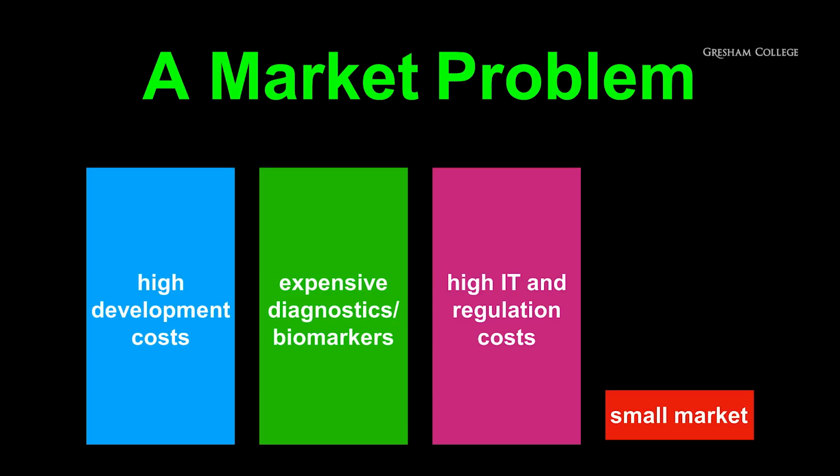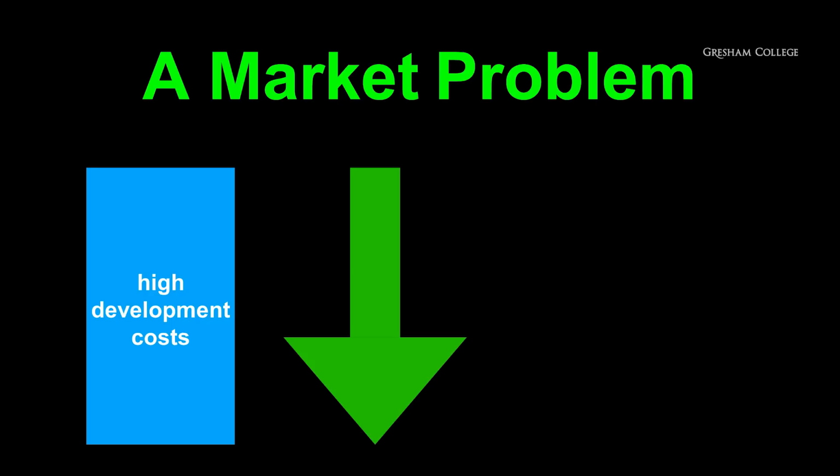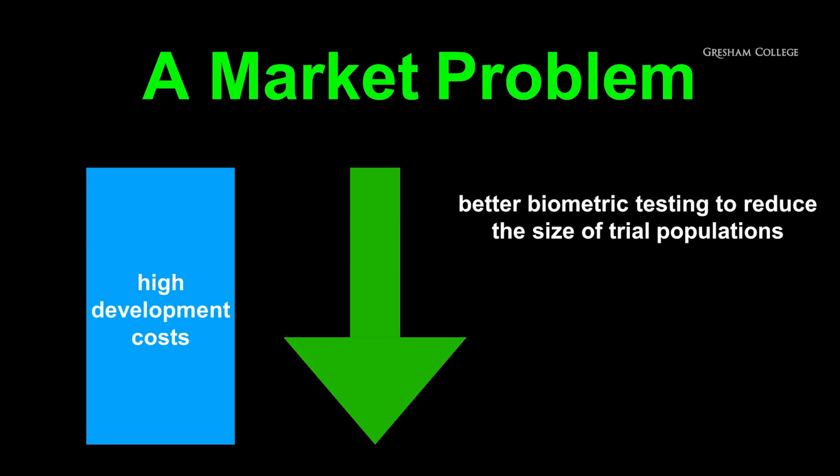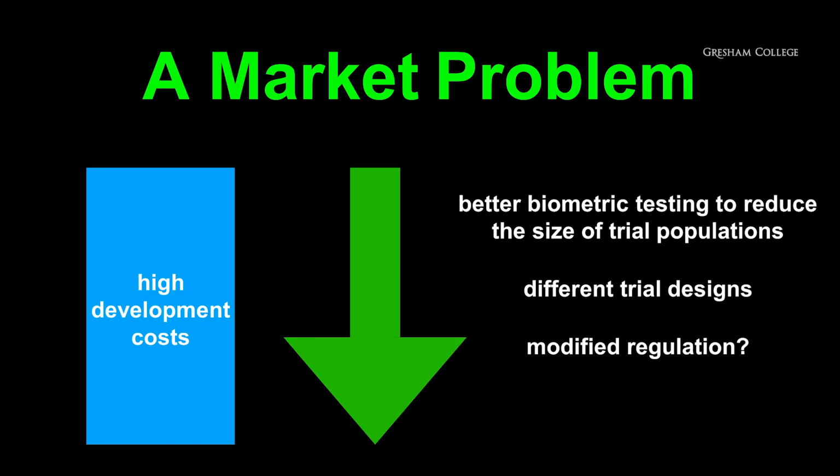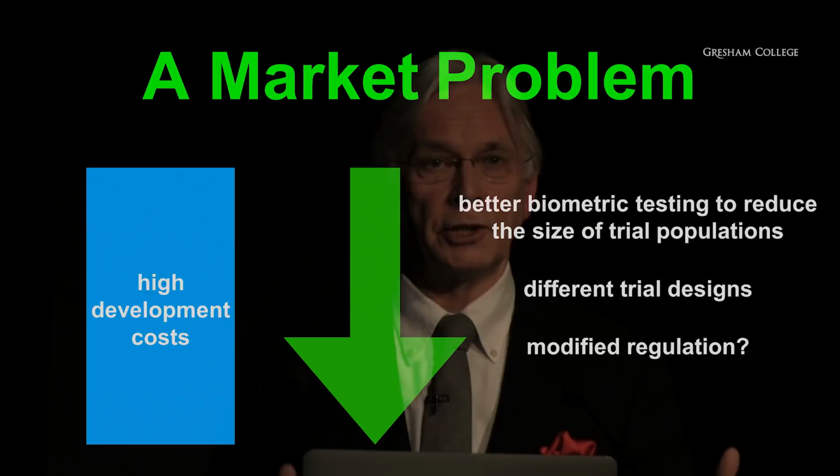Well, wouldn't it be nice if we could reduce the development costs? And to some extent, you can. You can't really take away the biological costs, but you could reduce the costs of the way we investigate it at the clinical end, at the trial end. Perhaps by using better biometric testing to focus our testing on smaller groups of patients, as I indicated earlier, different trial designs, and maybe the regulation needs to be modified. At the moment, you can't get a drug to market very easily unless you've done a major randomized controlled trial with a population versus a placebo.